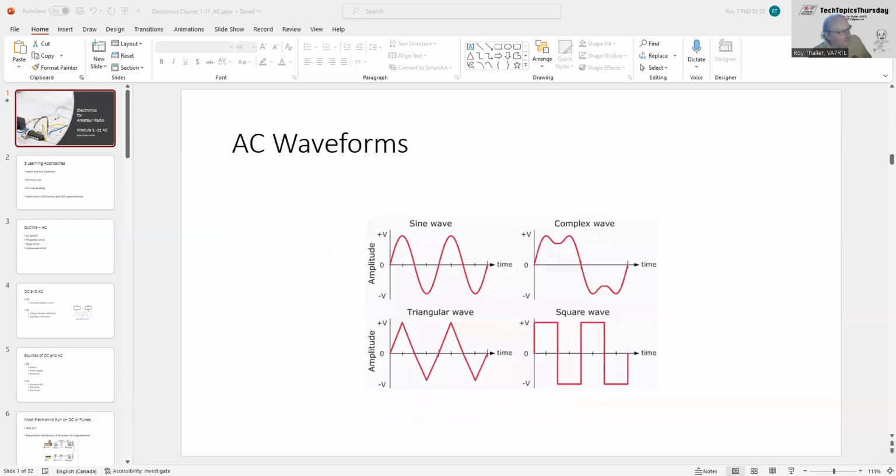Some of the waveforms, typically it's a sine wave. You can also get a square wave, and this is what computers are using, except instead of having like a 50% duty cycle, they have a very small duty cycle. So you have little pulses going up and down, and this is what is used for your data transmission. You can have a triangle wave and a complex wave.